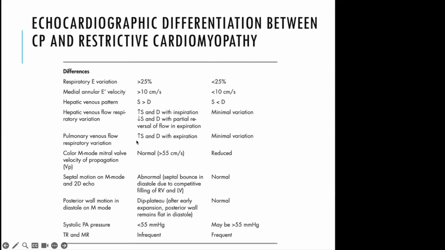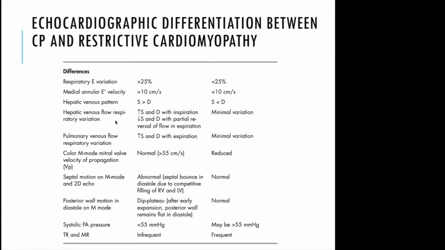This is, again, a table that summarizes the more notable differences that we see in both of these disease states. So as mentioned, for the respiratory E variation, for the most part we use the cutoff of greater than 25%, though, as we noted on the other paper, even using 15% can be fairly specific. You don't, of course, see that with restrictive cardiomyopathy. Again, our medial annular E velocity is greater than 10 with constriction, less than 10 with restriction.